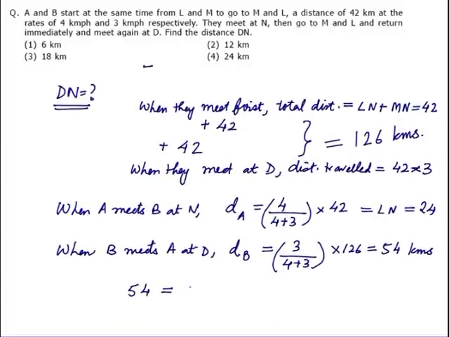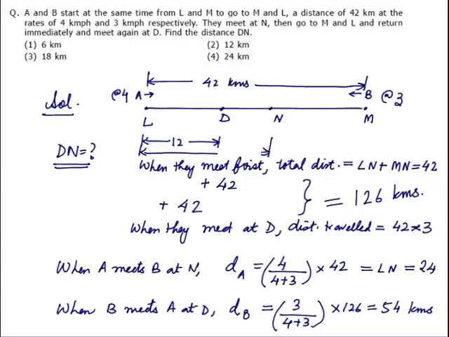But we know very well that this 54 kilometers, which is the distance traveled by B, is actually equal to ML plus LD. But ML is already known to us, which is 42. So this means that the value of LD is now known, and LD is 54 minus 42, which is equal to 12 kilometers. So LD is known to us, which is 12.